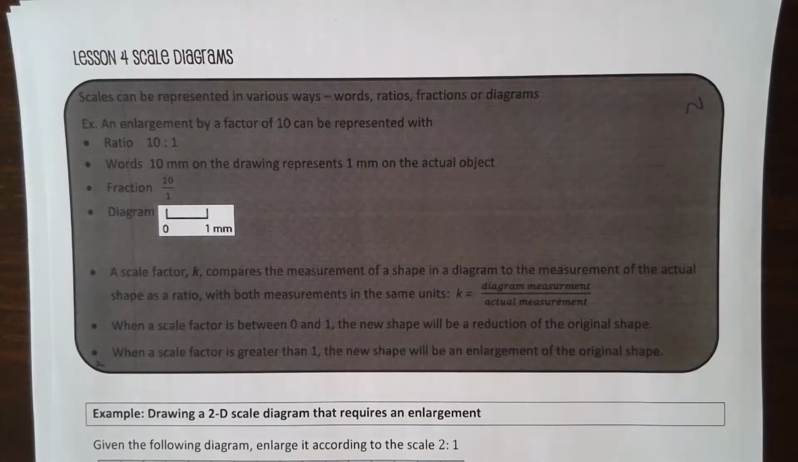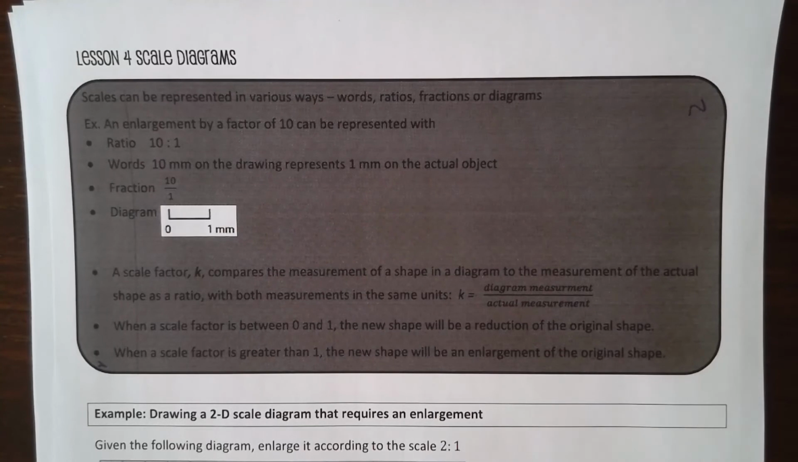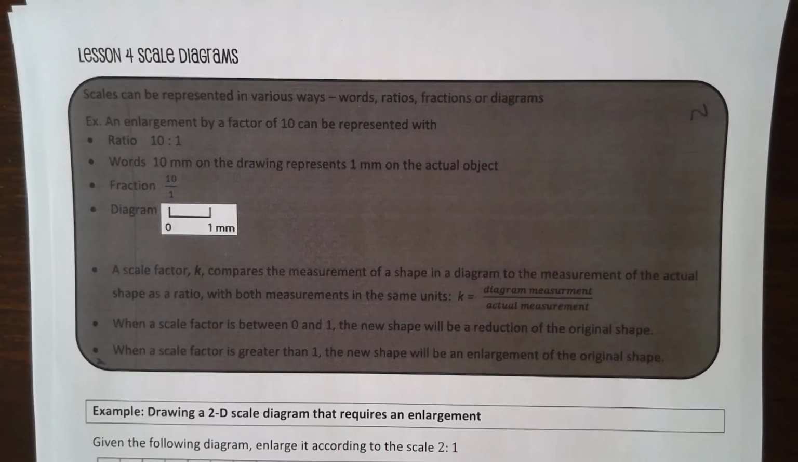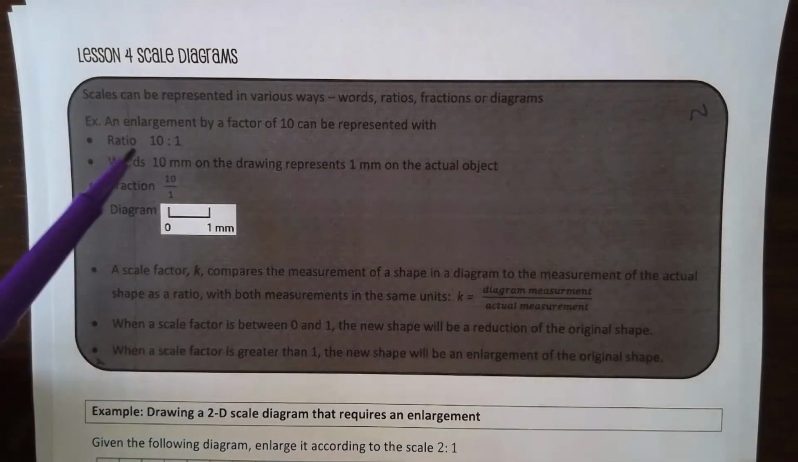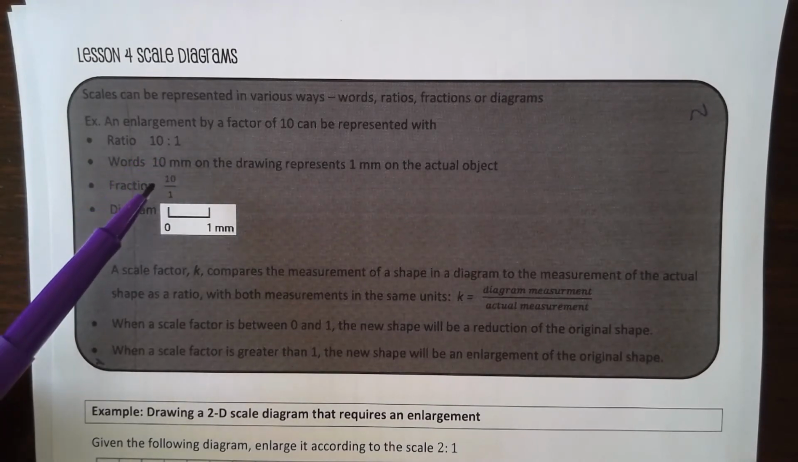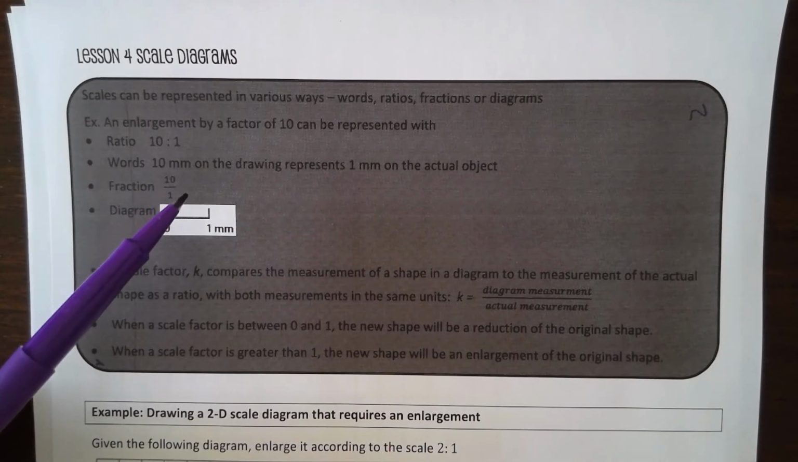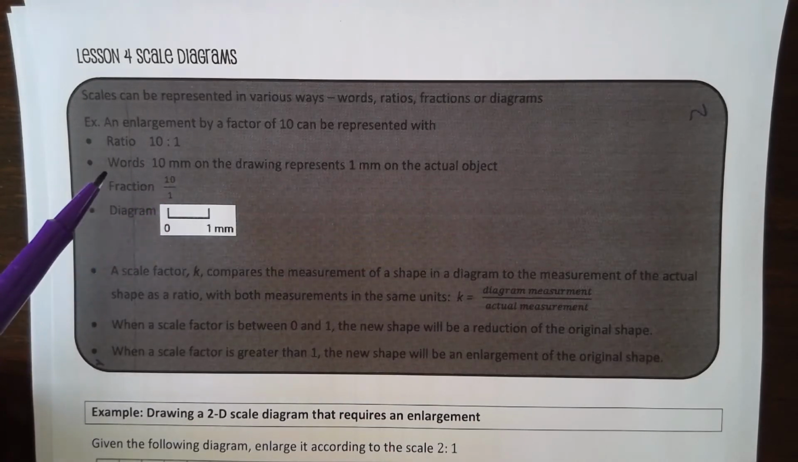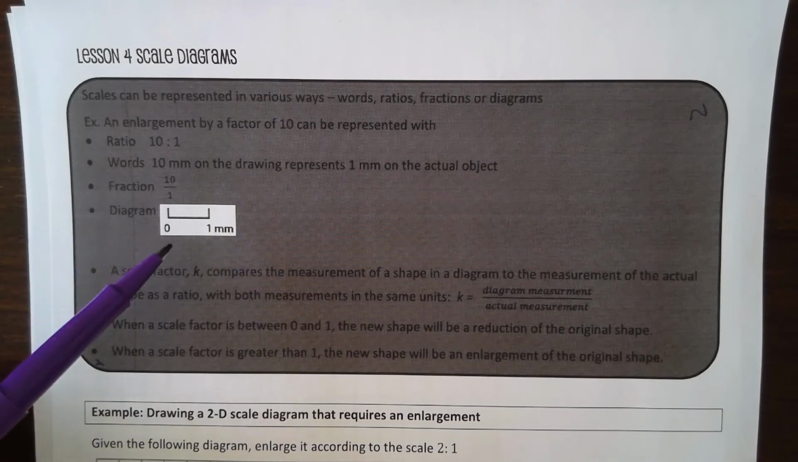So for example, an enlargement by a factor of 10, if we were going to blow something up by a factor of 10, and we were going to write this in a ratio, it would be written as 10 to 1. Okay? If we were going to write this out in words, we might say something like 10 millimeters on the drawing represents 1 millimeter on the actual object. We could represent it as a fraction, or we can also represent it as a diagram.